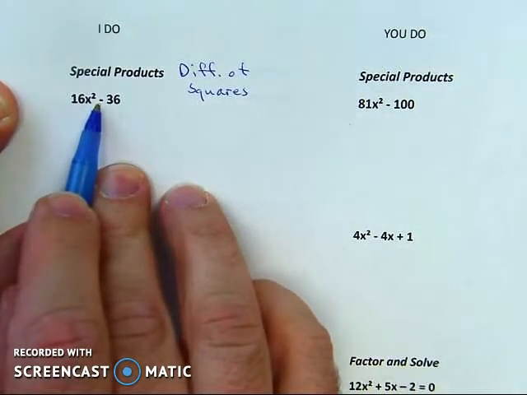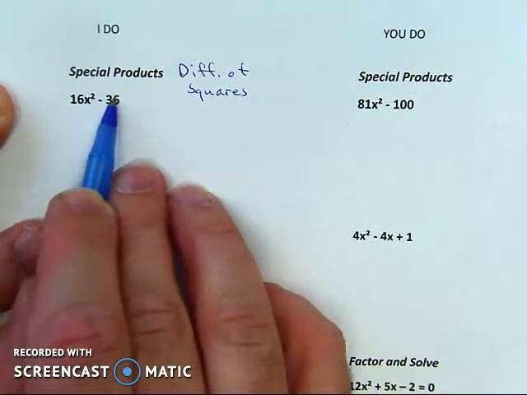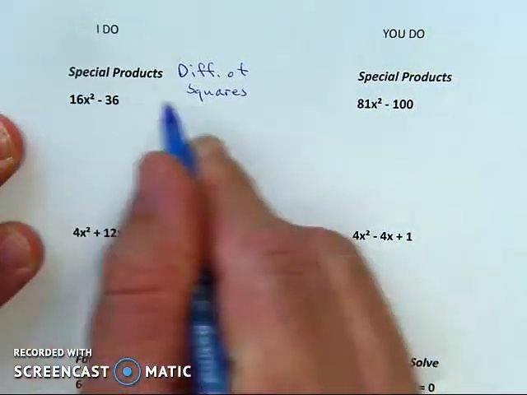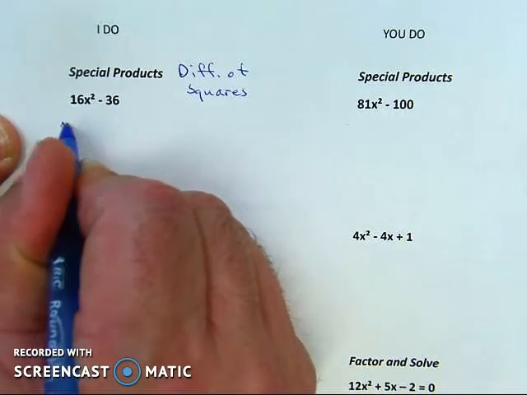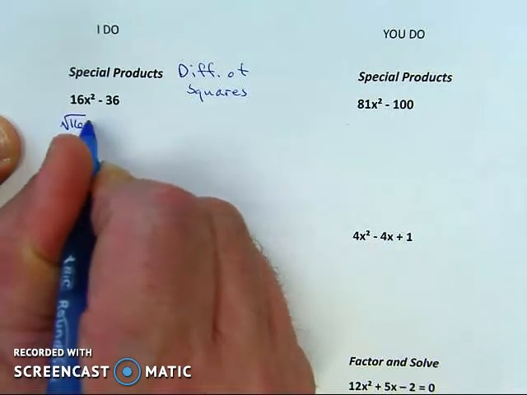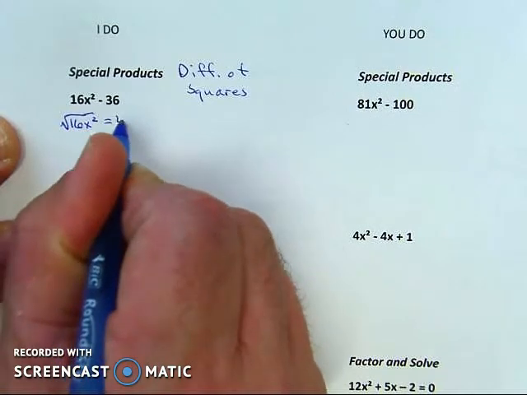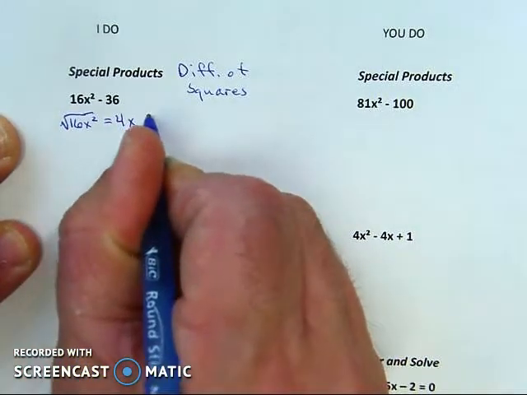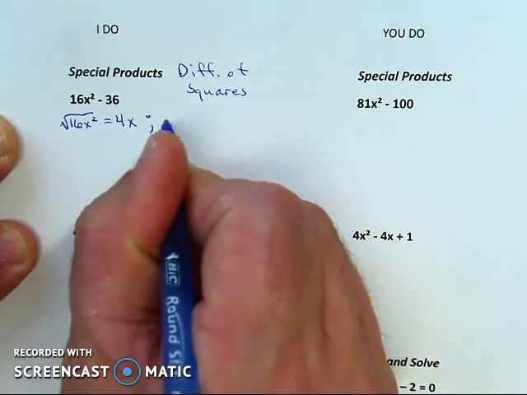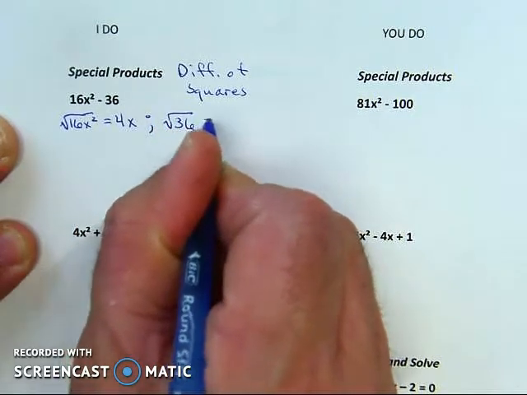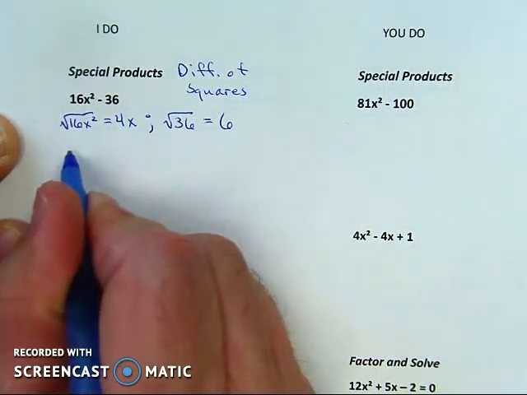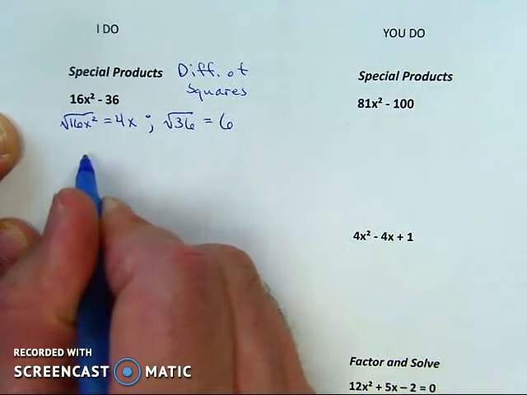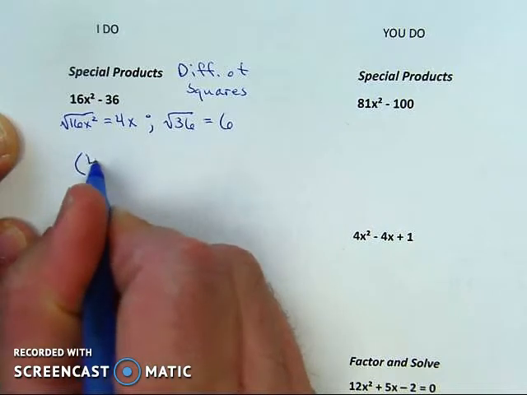So I have to go ahead and take the square root of each of those terms. So if I take the square root of 16x squared, I'm going to get 4x. And then I'll put a semicolon there, and I have to take the square root of 36, I will get a 6. So once you have that, we can go ahead and do our answer. It's going to be 4x plus 6 and 4x minus 6.